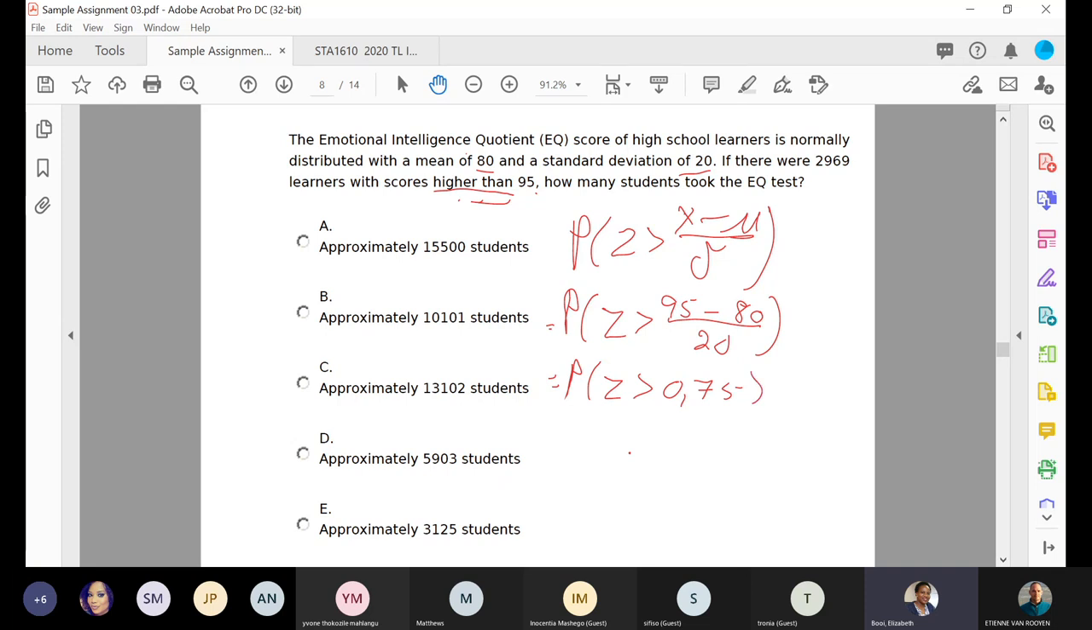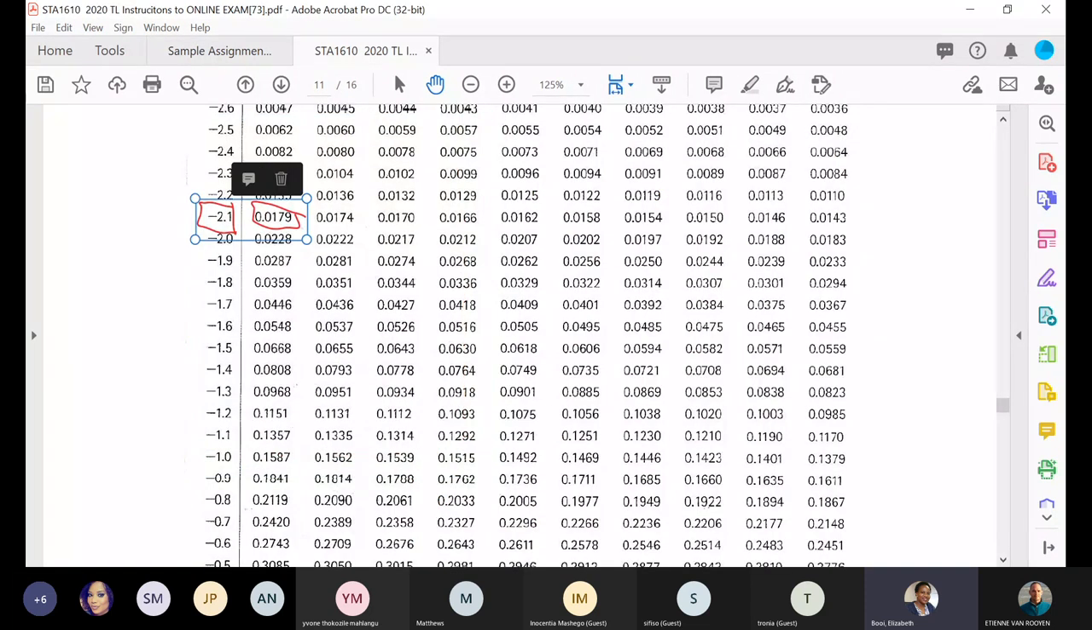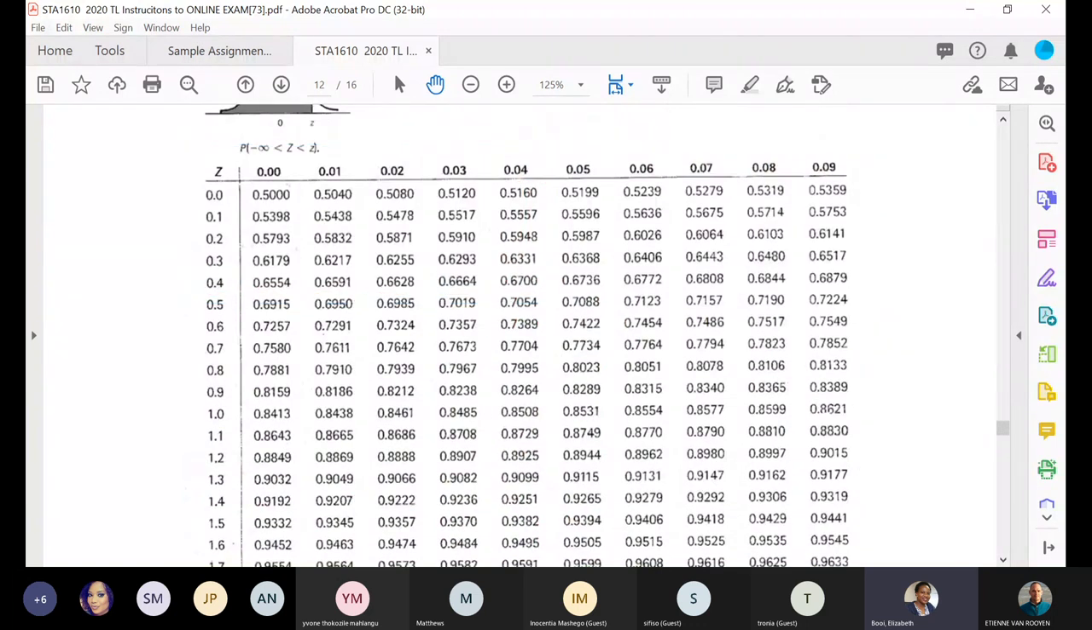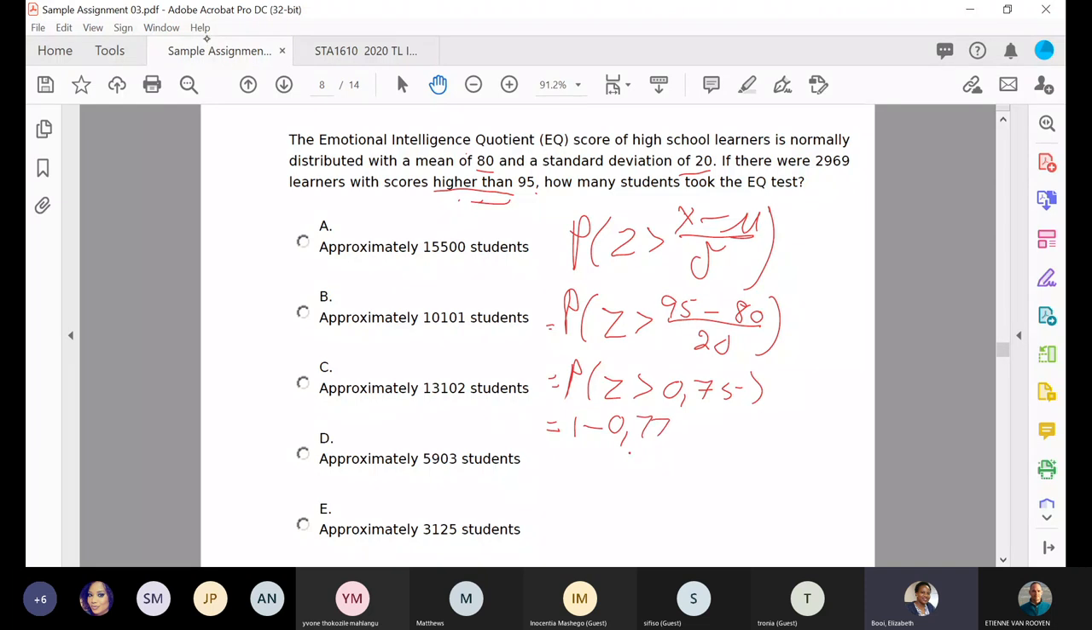0.75. So what we need to do is find 1 minus 0.75 on the table. We'll go to the positive side and look for 0.75. And that is the probability, which is 0.7734. Which means the probability of those who scored higher than 95 is 1 minus 0.7734, which is 0.2266. That's what you're giving me.